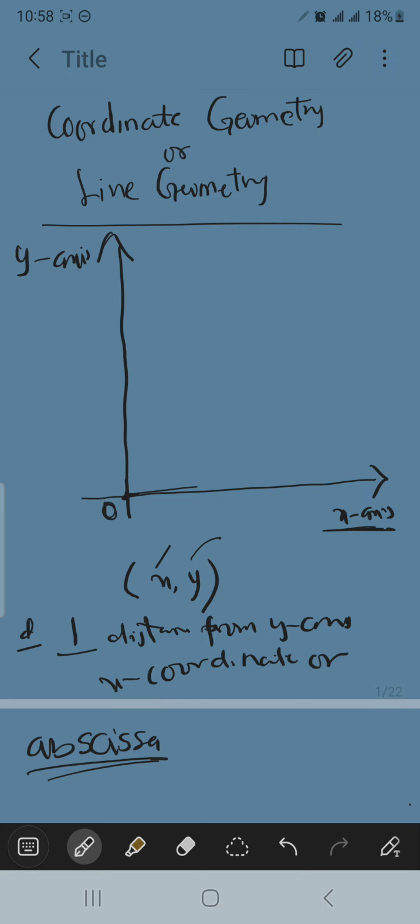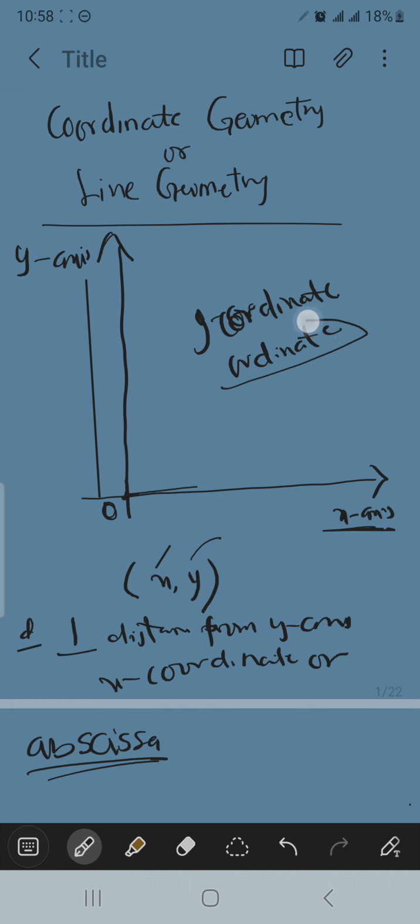Now, for the y-axis, the perpendicular distance from the x-axis to here is called the y ordinate. We call it y coordinate, or you call it ordinate. You call it y coordinate or you call it ordinate. You call this one x coordinate or you call it abscissa. And those are the two things.